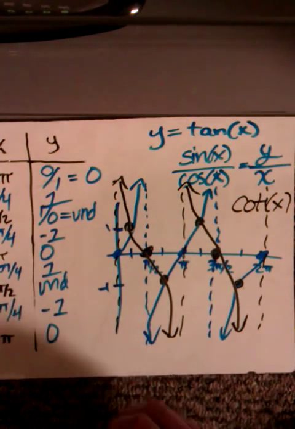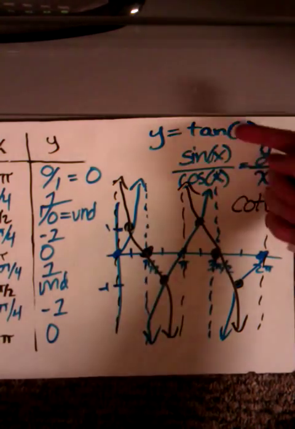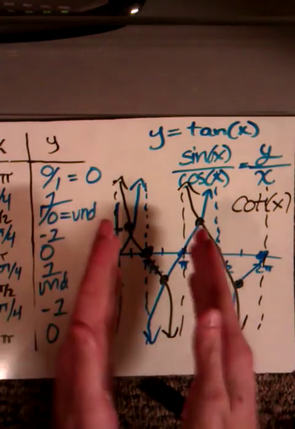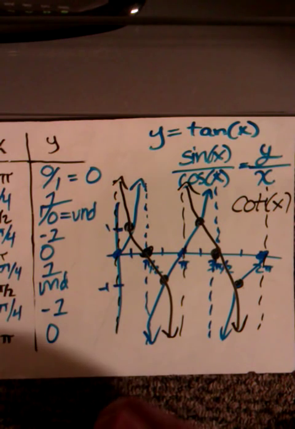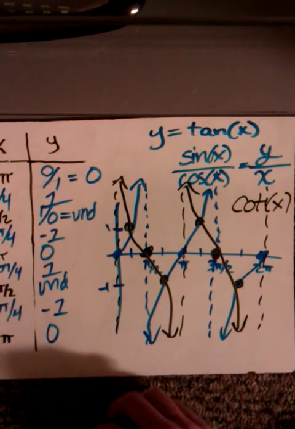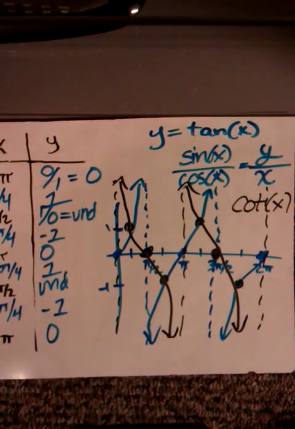Also one last thing to notice in the last 15 seconds, the period for both these graphs is only pi units. It only takes pi units to rotate, whereas all the other 6, it was 2 pi for the period. So hopefully that was quick and informative, and there you go.